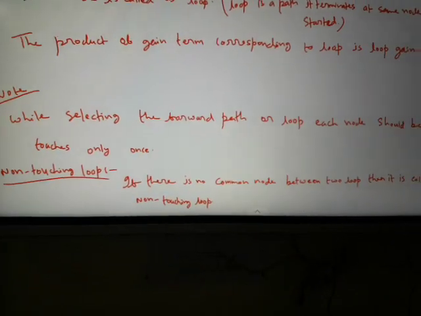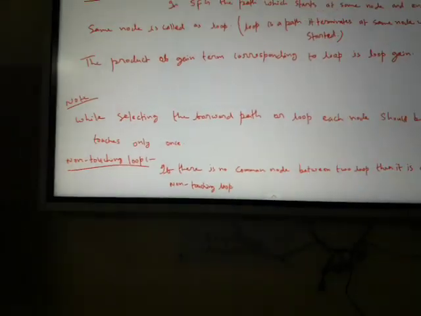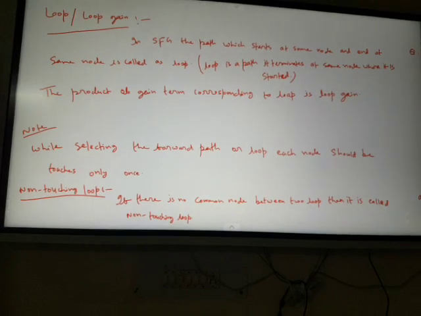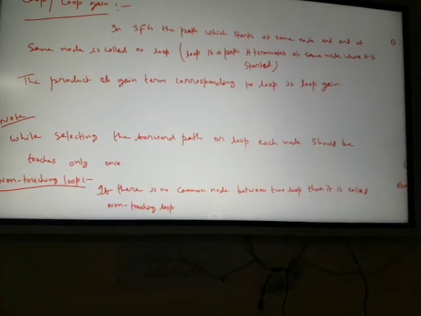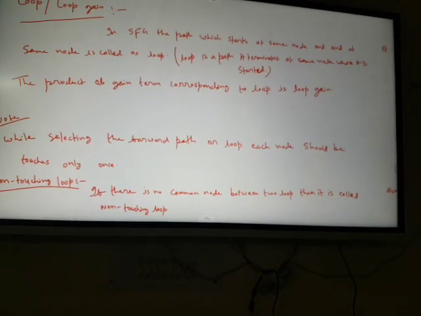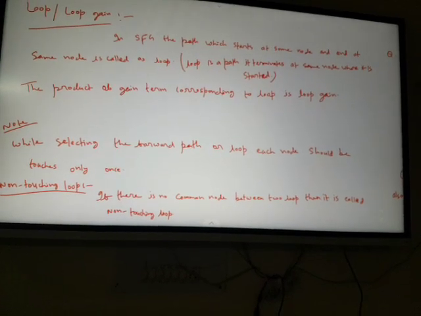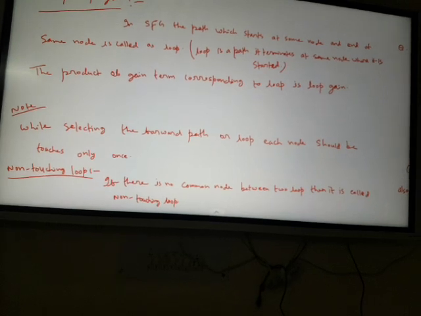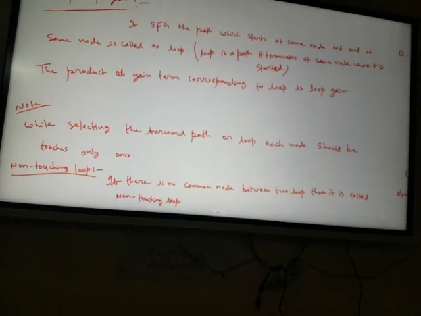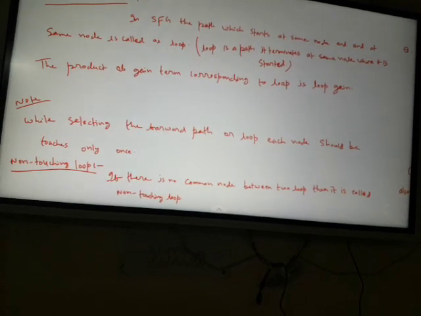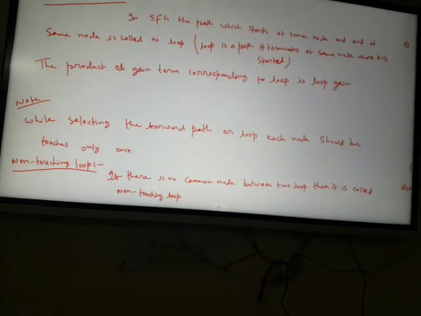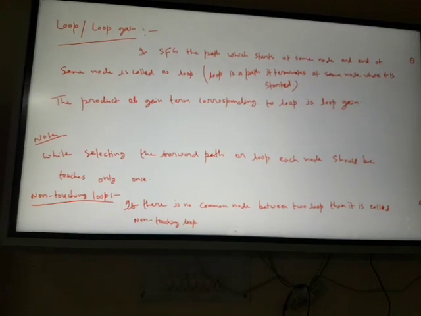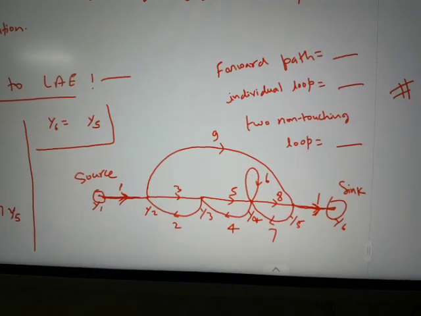Now next is non-touching loop gain. How can we define a non-touching loop? Simply, if there is no common node between two loops, then they are called non-touching loops. Between two loops, if there is no common node, then we can say that they are non-touching loops. Now see the previous example.